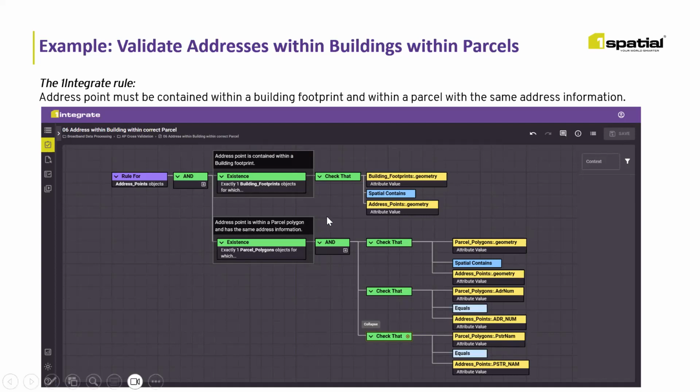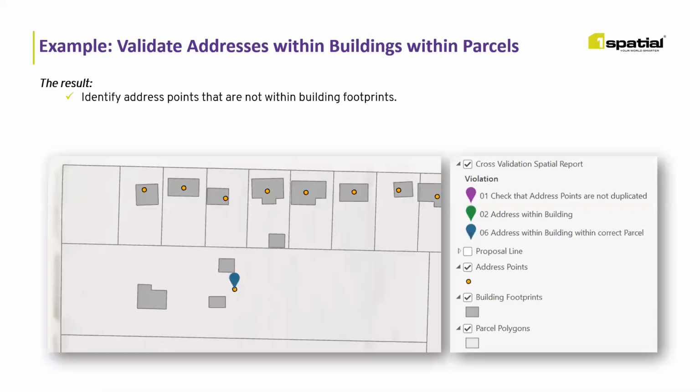So at the first top line here, and I don't know if you're seeing my mouse cursor, you're seeing that the rule checks that an address point is contained within a building footprint. And then it goes on to check that an address point is contained within a parcel as well and shares the same address information. By configuring the business requirement as a rule, we have effectively automated the validation of that address point. And now that the system can automatically identify where the business rule is not met, we can go a step further and actually configure a rule to automate the correction of that address point.